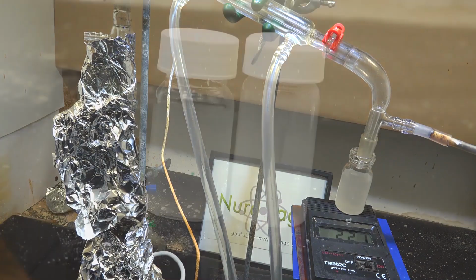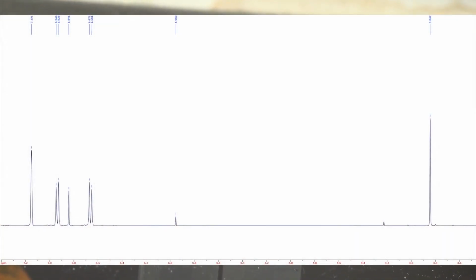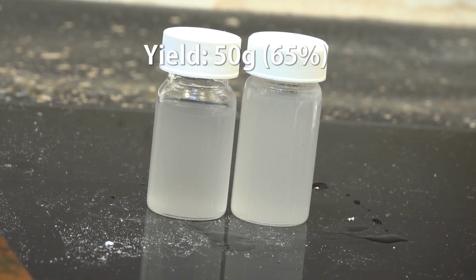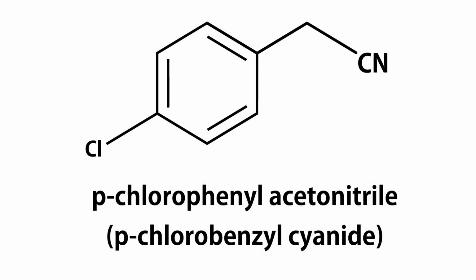And there we have it. p-Chlorobenzyl chloride. Here is the NMR spectrum proving we have a relatively pure product. My yield was 50 grams or about 65%. We are now entering step 4 of making pyrimethamine, and to do that we need to make p-chlorophenyl acetonitrile.